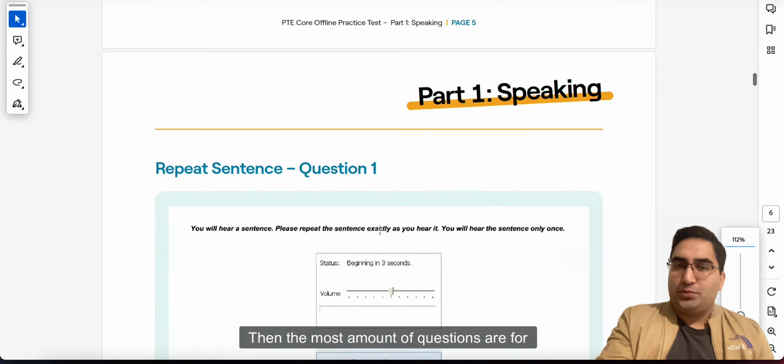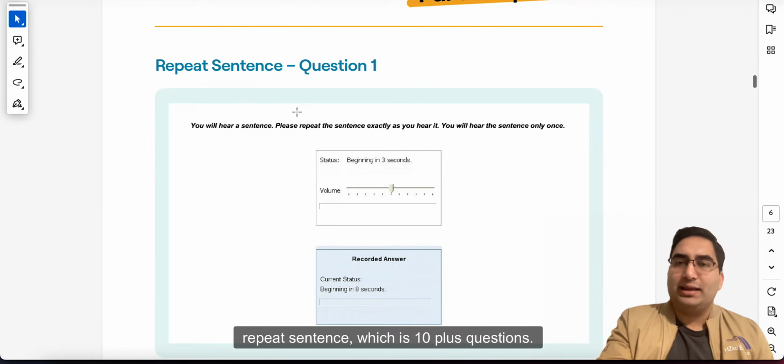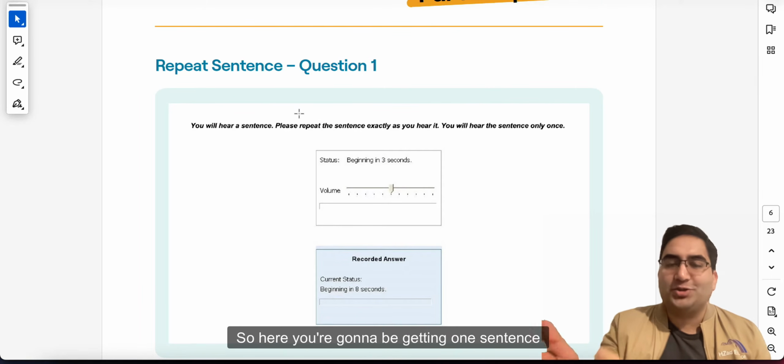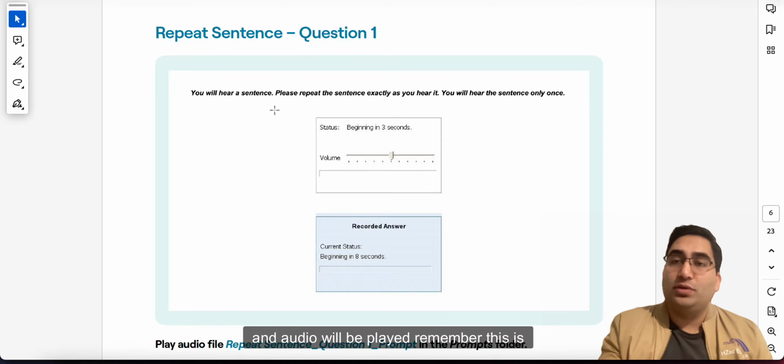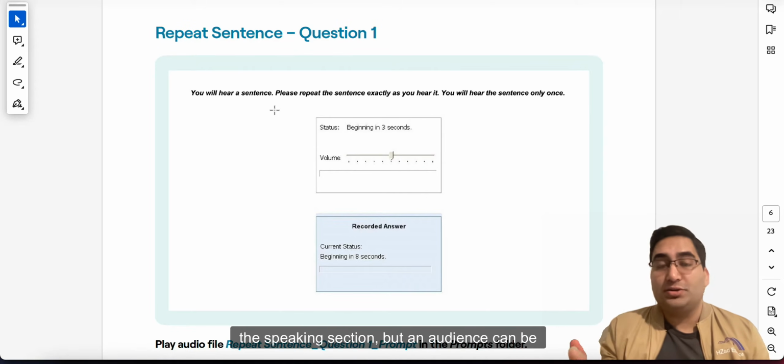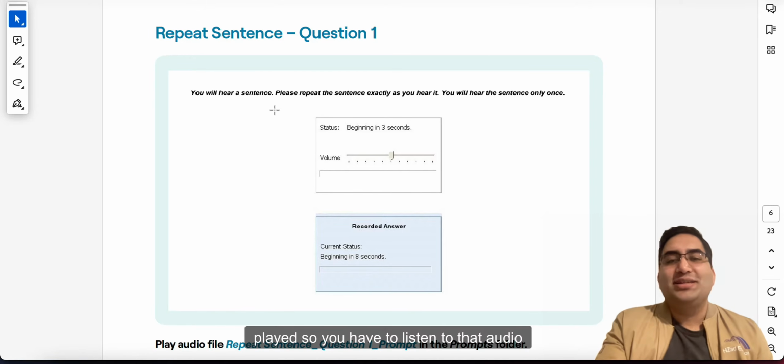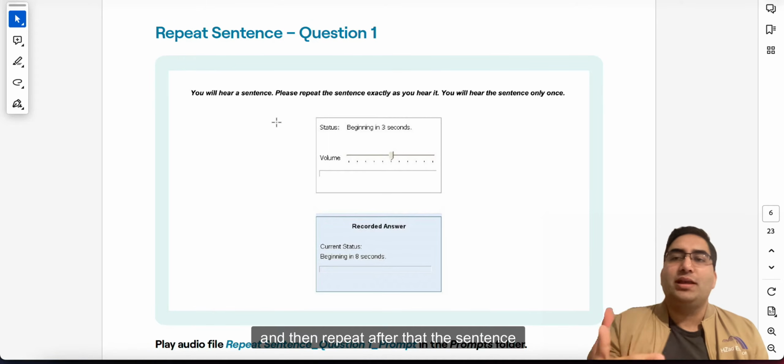Then the most amount of questions are for repeat sentence, which is 10 plus questions. So here you're going to be getting 1 sentence, and audio will be played. Remember, this is the speaking section, but an audio is going to be played. So you have to listen to that audio and then repeat after that.